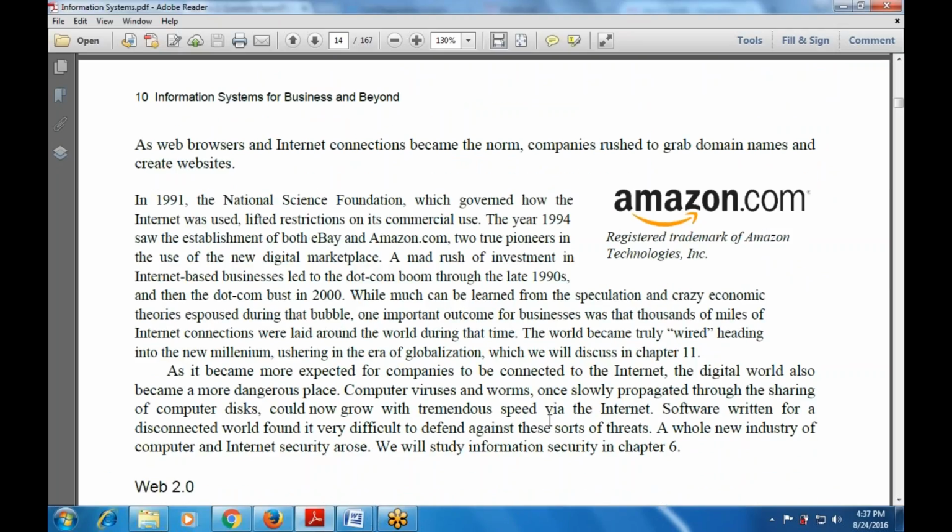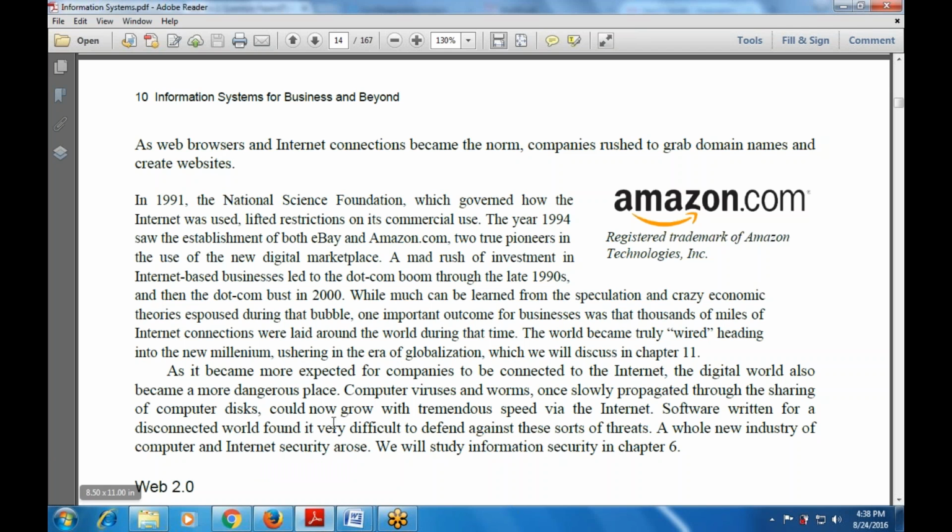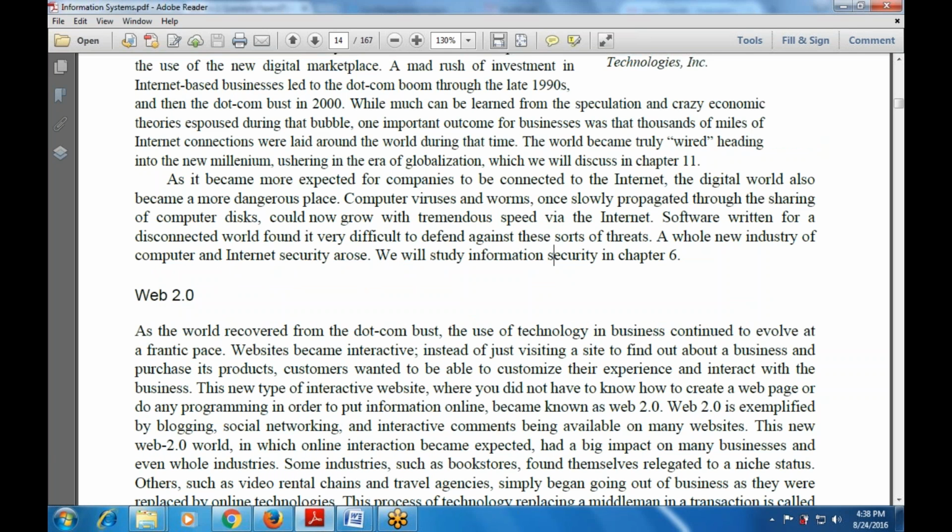And there is a digital world that has become a dangerous place. Computer viruses and worms propagated the sharing of computer data. So this is the limitation: while using the internet, there are so many drawbacks. One of the drawbacks is that when we use the internet, there is a chance of a virus, worm, or any malicious code spreading via the internet. And software written for a disconnected world found it difficult to defend against these sorts of threats.